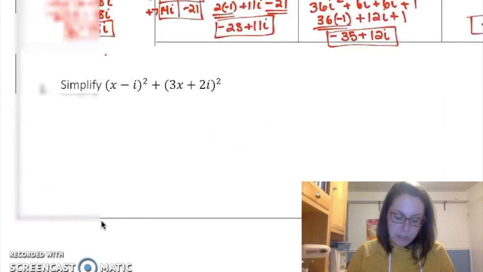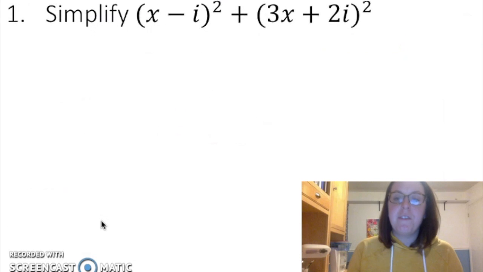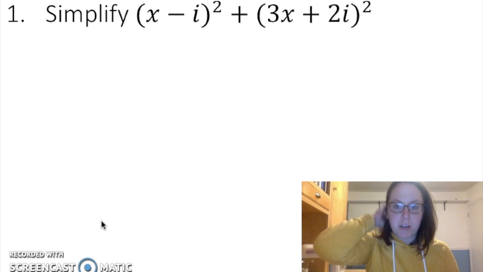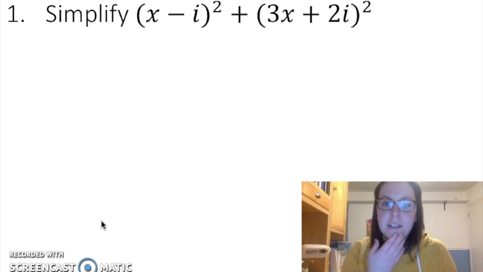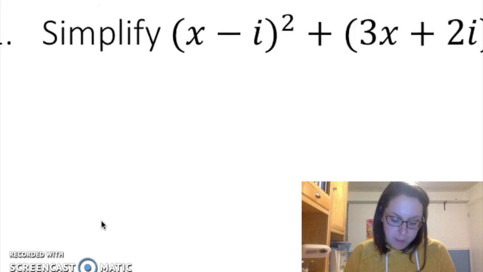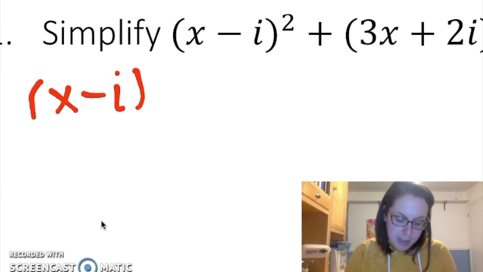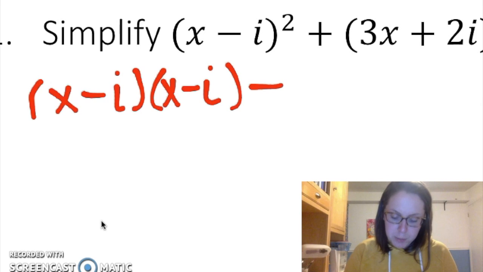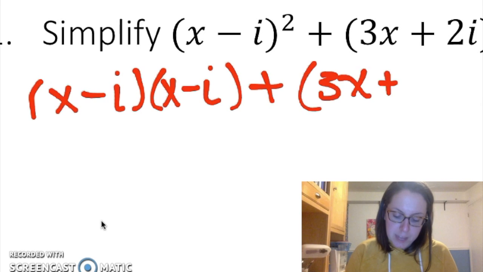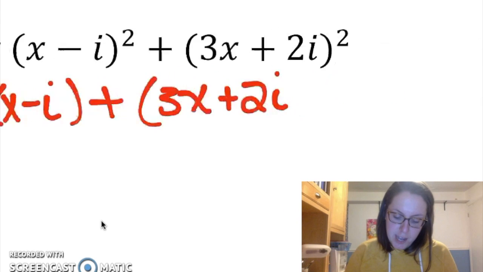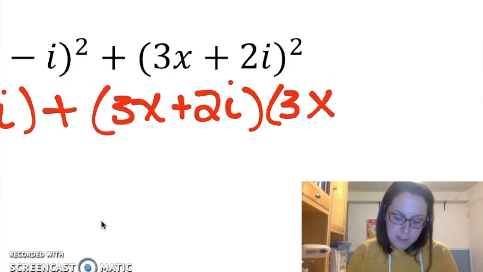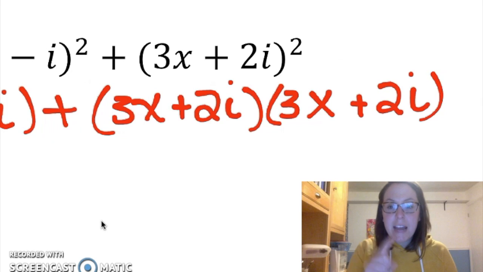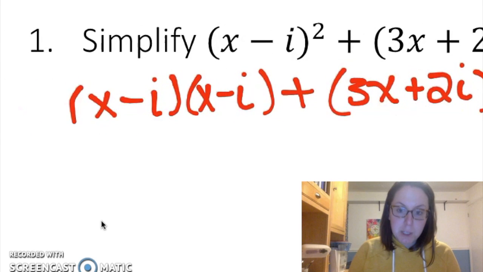All right, last one, and we did this in class, but this is sort of a more difficult type, so I wanted to make sure we understood that example. So you're squaring each part. I'm going to start by rewriting it: (x - i) times (x - i), do not copy those as a 1, please, plus (3x + 2i) times (3x + 2i). There's a reason I write my i's like backwards J's, and it's because I don't want them looking like 1s.